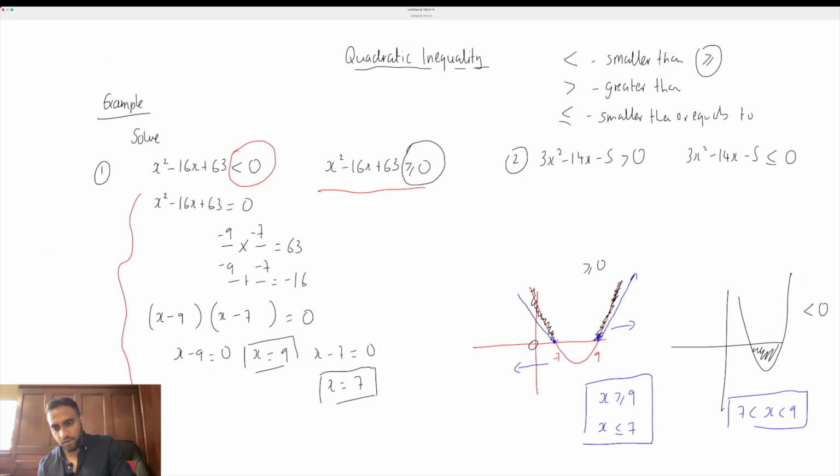The way you write is different, right? When it's smaller than 0, this is how you write it. When it's greater than 0, this is how you write it. The smaller than 0 in one line, the greater than 0 in 2 separate lines. You've got to make sure you get that right.